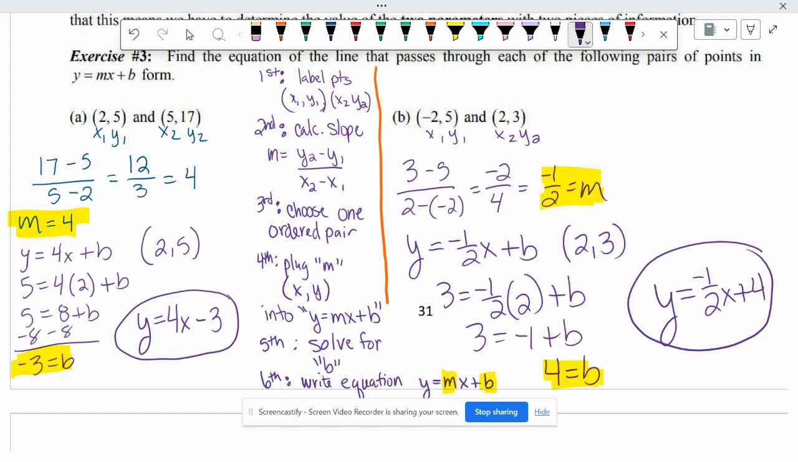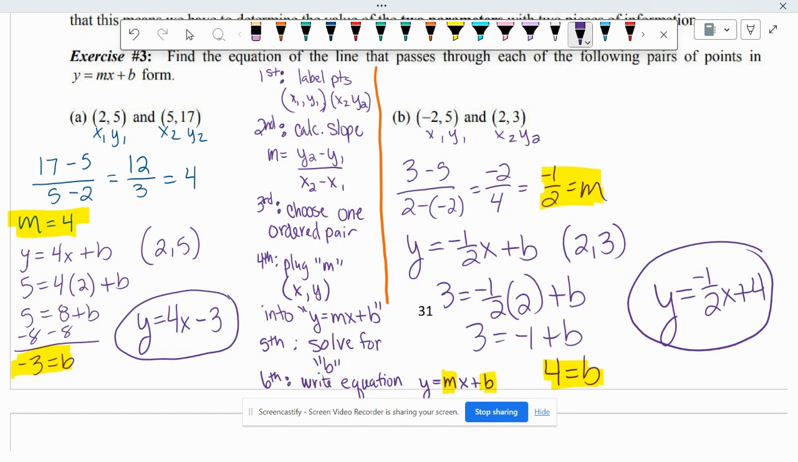Well, half of 2 is 1, and it's negative. So 3 equals -1 plus b. Add 1 to both sides, so b is 4. So for this equation, I get rid of the m and put my slope in there: y equals -1/2 x plus 4. Okay? y equals -1/2 x plus 4.